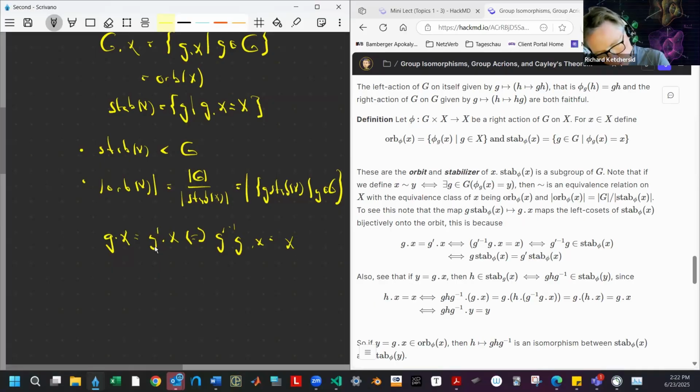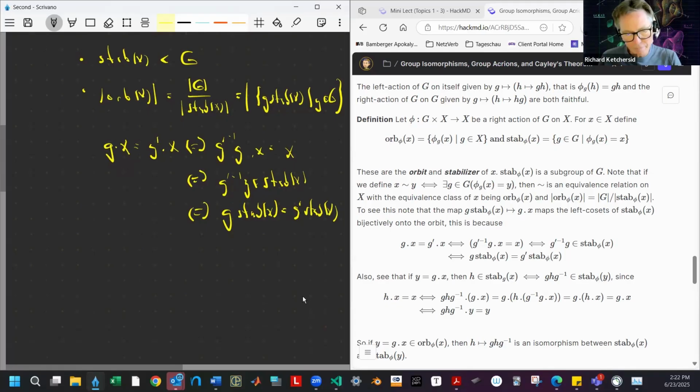So g prime inverse g prime dot x is the e dot x, which is just x. And then g prime inverse dot g dot x is g prime inverse g dot x, right? So we're using the axioms up there. And so this is if and only if g prime inverse g is in the stabilizer of x. And so this is if and only if g stabilizer x, and we've seen this from looking at left cosets, is equal to g prime stabilizer x.